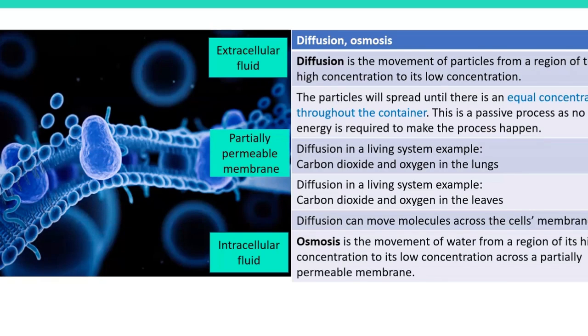What do we mean by partially permeable? All it means is some stuff can get across, some stuff can't. Think of a sieve or a colander that you use when you're cooking. Those are partially permeable. Water can get through, pasta, rice, whatever, can't. So it's small enough for some very small things to get through.